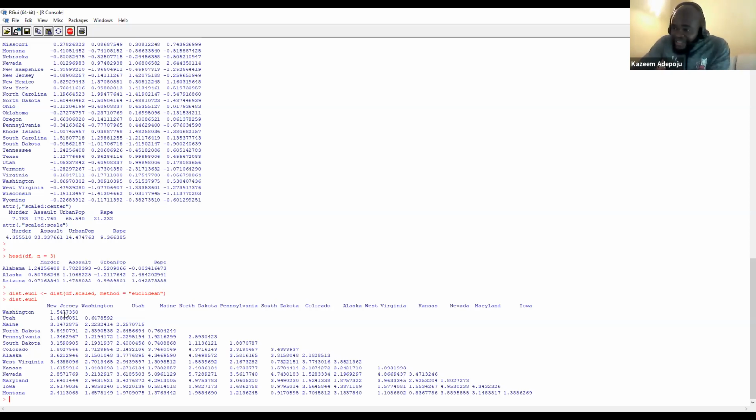So this is the distance now between Washington and New Jersey, and the Euclidean distance between Maine and New Jersey. So what I have right here is how you can do the Euclidean distance in R. Is there anyone who doesn't understand how to go about this one? Is there anyone? Okay, so this is how to do that.